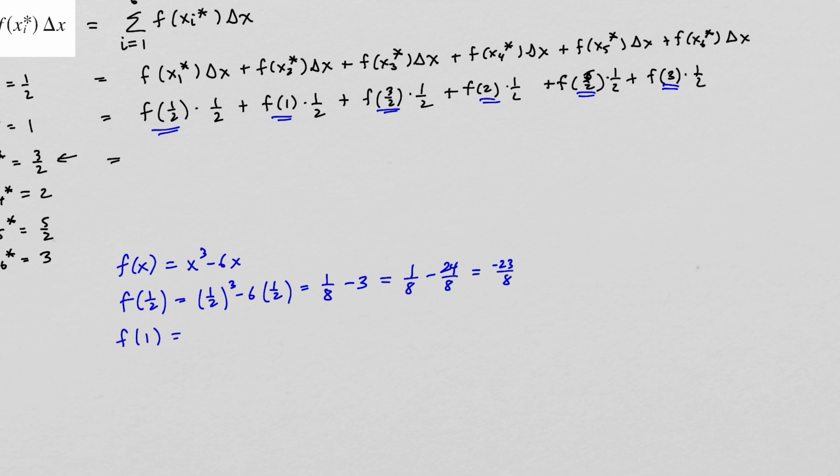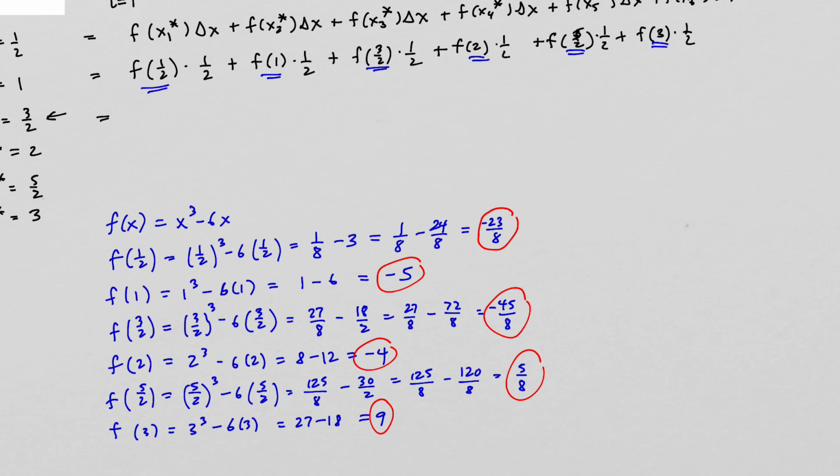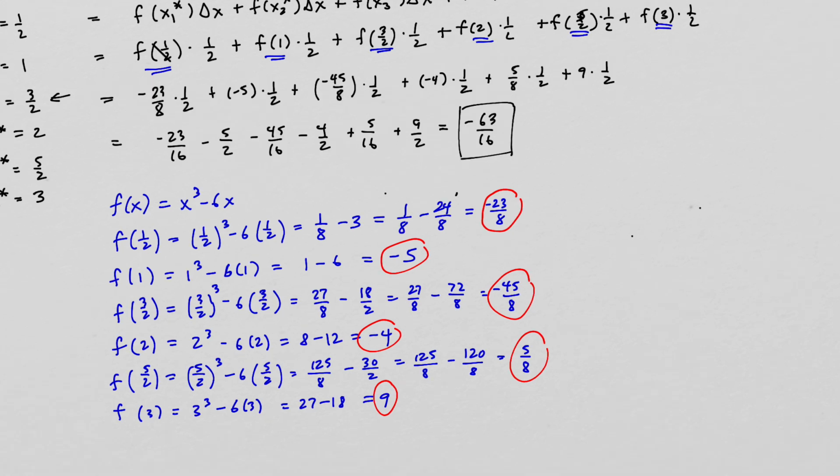F of 1 is 1 cubed minus 6 times 1. This one's a little bit easier. That ends up being negative 5. And we're going to do this for all of these values that you see up here. So let's go ahead and compute those. So here are those function values. Now we're just going to put those in each of their respective spots and multiply them by 1/2.